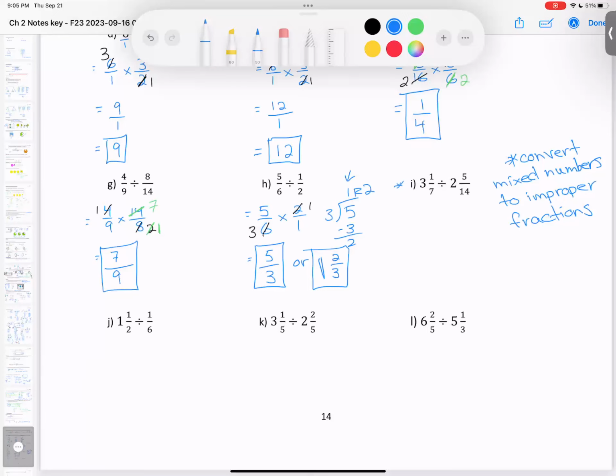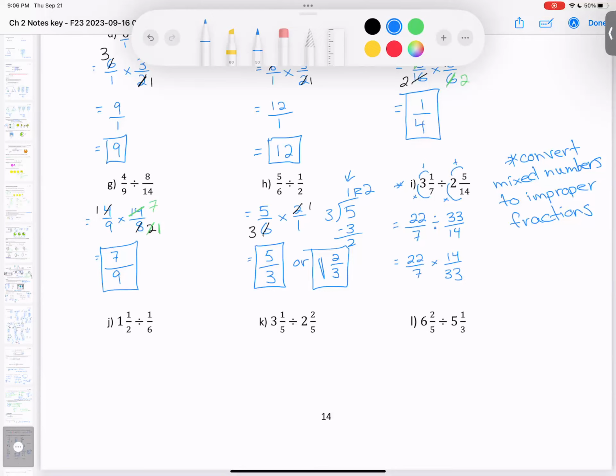Okay, so next one, now we've got a mixed number. We need to convert both of those mixed numbers to improper fractions. So we'll do the boomerang. So we've got 7 times 3 gives us 21, plus another 1 gives us 22 over 7. And then let's just leave it as divided by till we deal with these mixed numbers. So then we've got 14 times 2 gives us 28, plus 3 gives us 33, 33 over 14. Now let's convert that to multiplication. So 22 over 7 multiplied by 14 over 33.